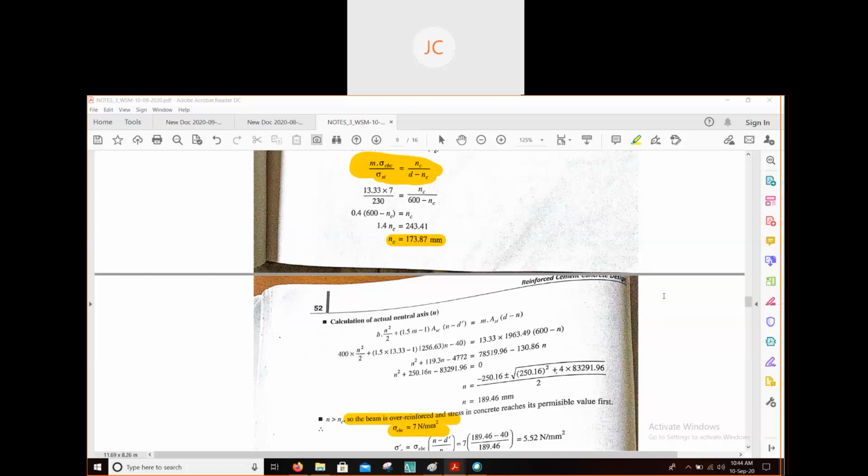This time you check your calculation properly and solve it. Use this formula to find out the actual neutral axis, the depth of the actual neutral axis.